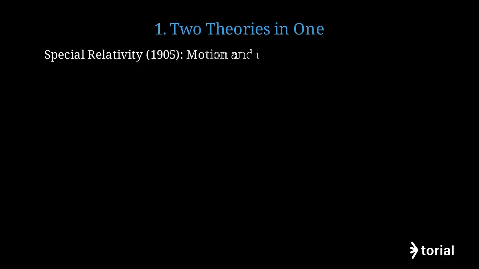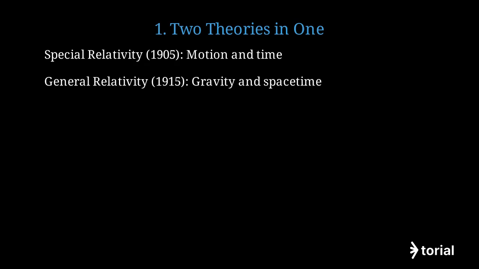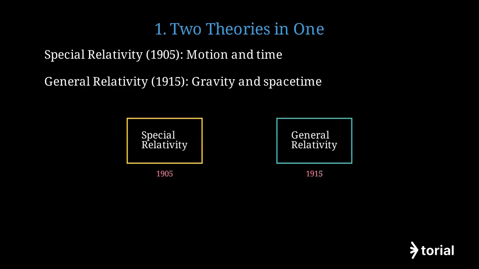Special Relativity, published in 1905, deals with objects moving at constant speeds, especially near the speed of light. General Relativity, published in 1915, explains gravity as the curvature of spacetime. These two theories form the foundation of modern physics and our understanding of the cosmos.